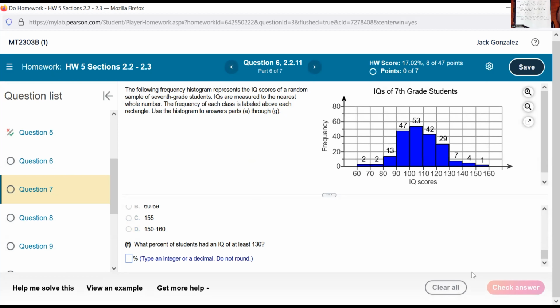So percentage, how do we calculate percentage in the last question? Let's say it says at least 130. What does at least mean? Yeah, it means 130 or higher. So at least means X is greater than or equal to 130. So that includes all these guys here, right?